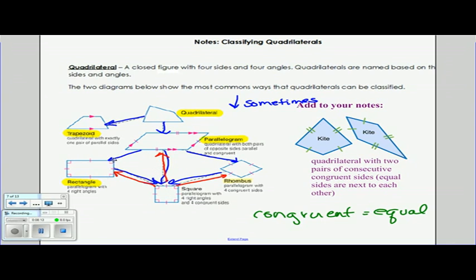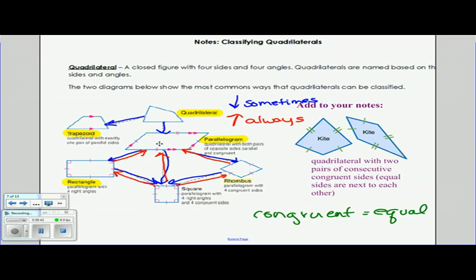Now a rectangle is sometimes, or I'm sorry, always a parallelogram. Parallelograms sometimes are rectangles, but a rectangle is always a parallelogram. Okay, and a rhombus is also always a parallelogram. That's in its definition. A rhombus is a parallelogram with four congruent sides. A rectangle is a parallelogram. So it's always going up. Anything going up this flow chart is always.